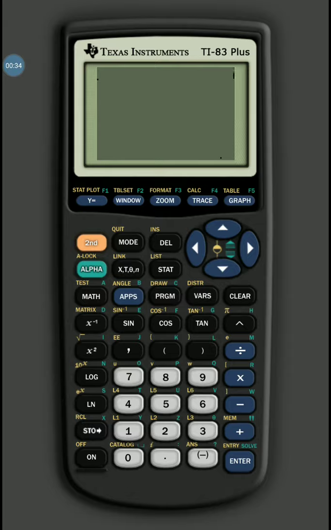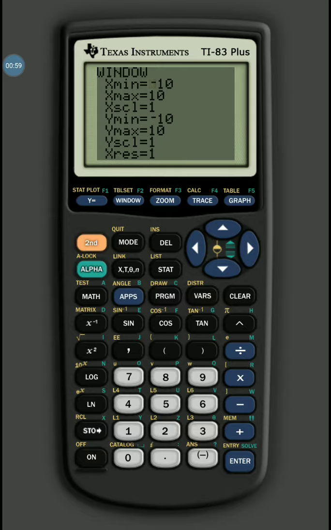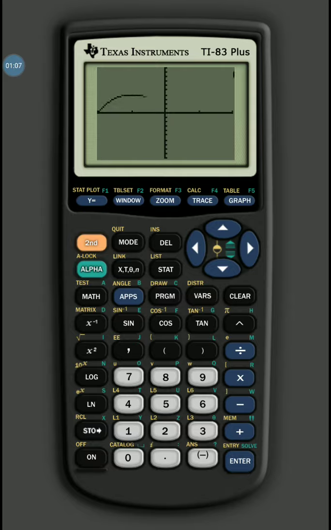And if I hit graph, there's my standard 10 by 10 window. And by 10 by 10, I mean that I'm going from -10 to +10 here, and then -10 to +10 here along the y and along the x. Now, I only want the piece from -2 to 2, so I'm going to change my window. I'm going to change my x max and x min to reflect that restriction. So you can see how it changes the look of that graph.